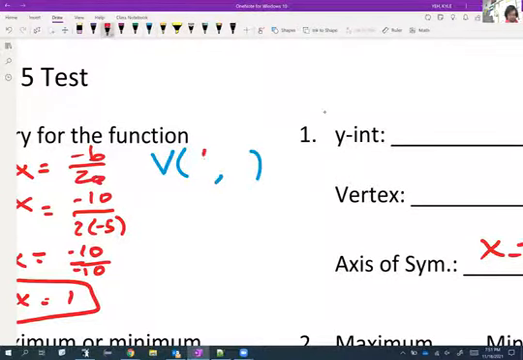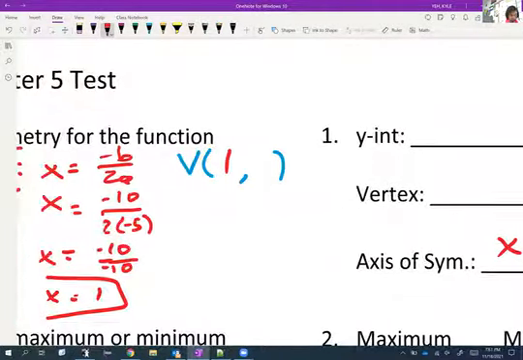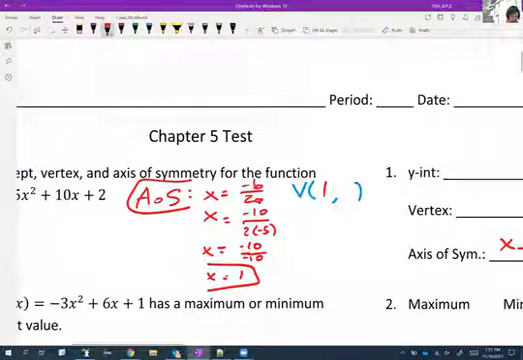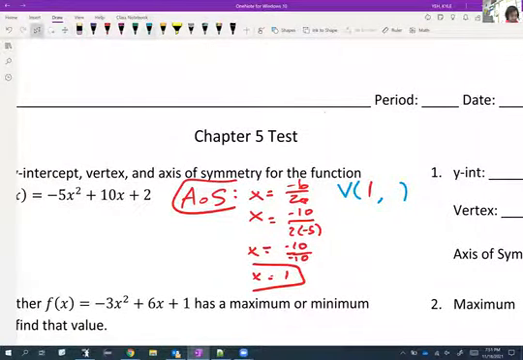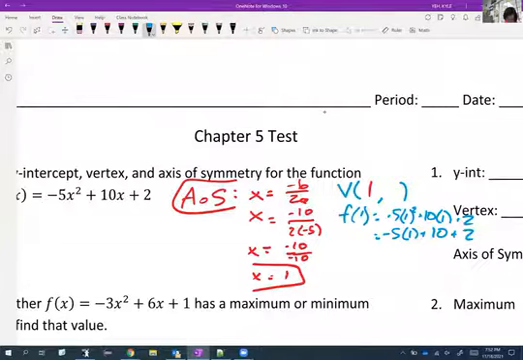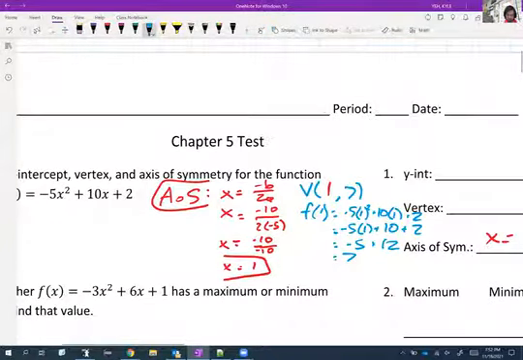From there, we can find our vertex, because if you recall, our vertex has to be on the axis of symmetry, meaning we know the x coordinate. So it's 1 comma something, and if we plug 1 into our function, we'll find the y coordinate. So f of 1 equals negative 5 times 1 squared plus 10 times 1 plus 2. So negative 5 times 1, order of operations, plus 10 plus 2. So negative 5 plus 12, which equals 7. So my vertex is at 1 comma 7.